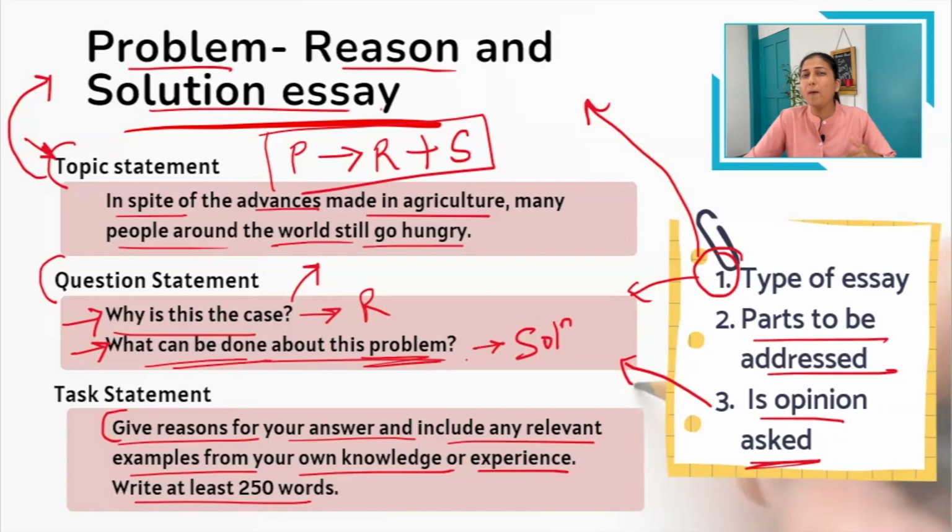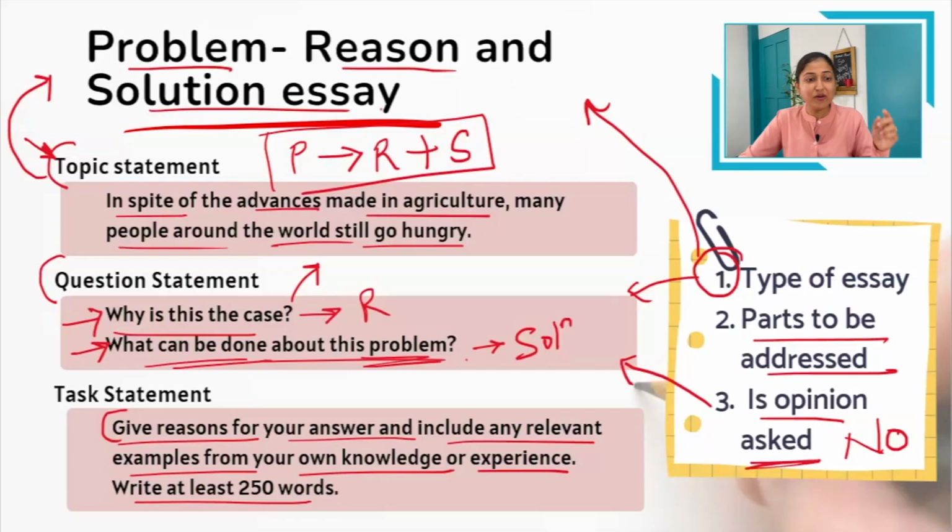But is your opinion asked? Are they saying, do you agree that, in spite of the advances made in agriculture, people around the world are still going hungry? Is it asking your opinion anywhere? No. So the opinion is not asked. What have we noticed so far? That there are some essays where the opinion is asked, and in this particular one the opinion is not asked. Let's see the remaining 2 types as well, and we'll see if the opinion is asked there or not.